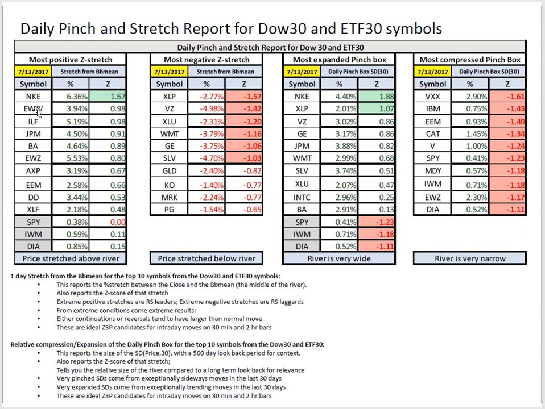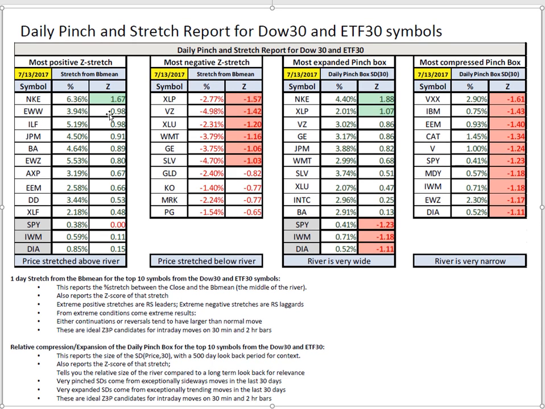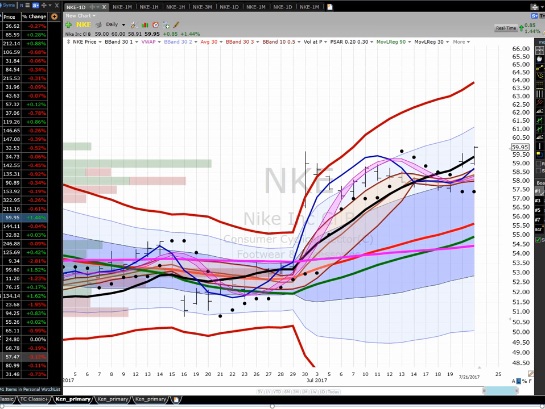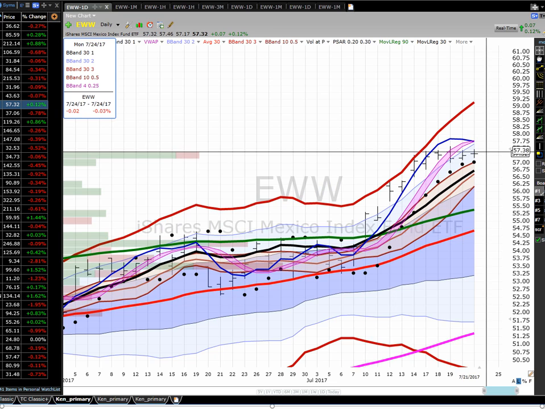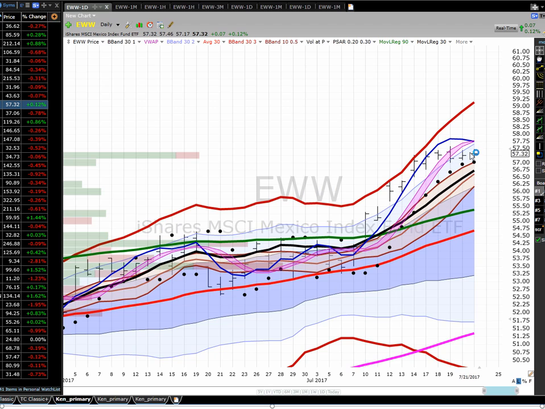Now we'll take a look at EWW. That's almost a 1.0 z-score. So that's right on the boundary of an exceptional move in Mexico. This one is also a positive move. It's at 57.32, and it's stretched above 54.70. So that's a 1 sigma excursion. And so those are the two that are the furthest stretch away from their simple moving average, or the middle of their river, which is the z-score of 0.